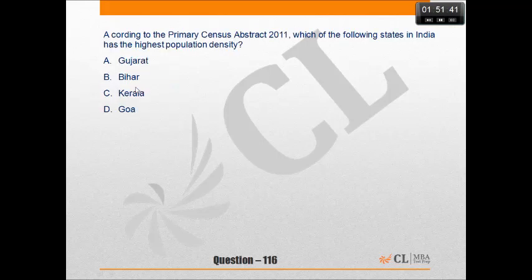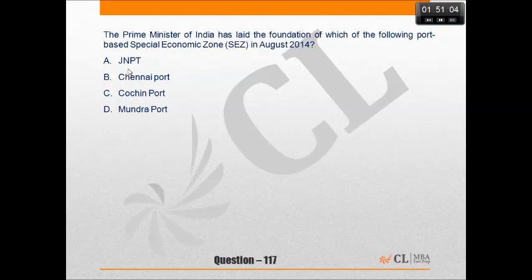Okay. Primary Census Abstract 2011. Which of the following states in India has the highest population density? Highest population density cannot be Goa, cannot be Gujarat, because these have low. Goa and Gujarat in any case have a significant portion of desert also. So is it Bihar or Kerala? Kerala could be, Bihar, especially after Jharkhand has been removed. It could be Bihar or Kerala. Do I take my chance with Bihar or one of them? I don't know, but I'm reasonably sure the answer is B or C, so I'll go with Bihar. I could be right or wrong, I don't know.